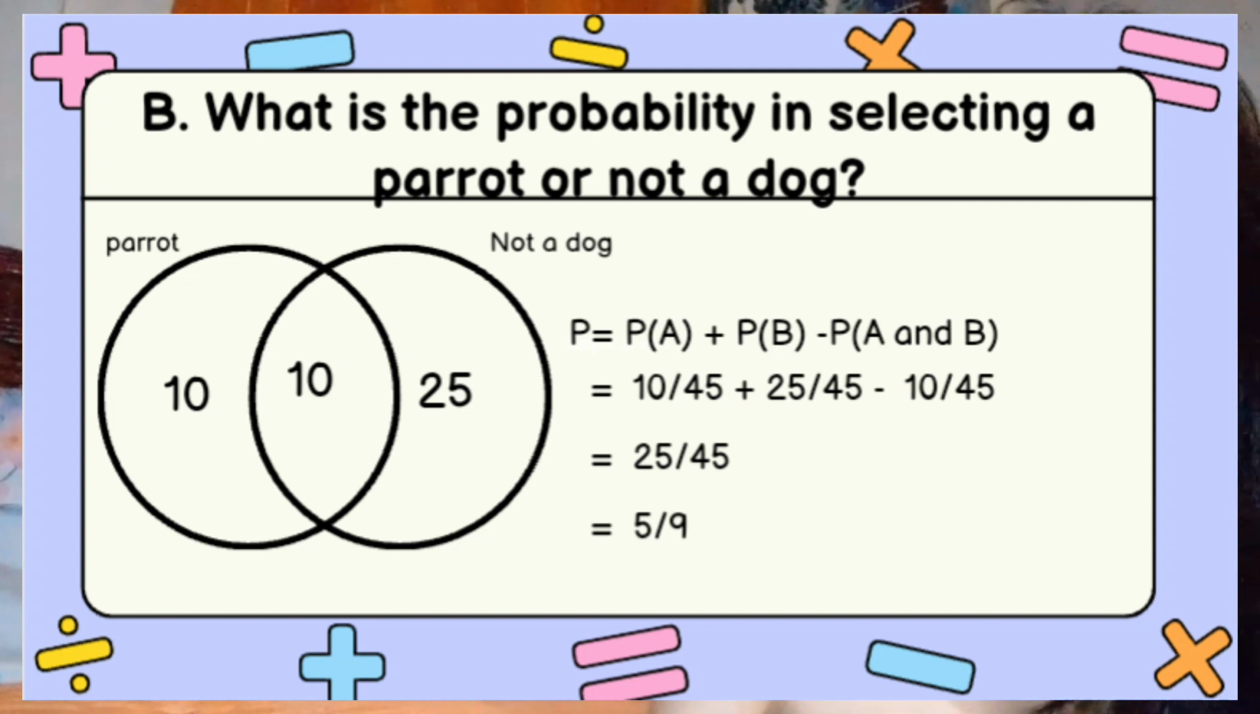For the solution, probability equals P(A) plus P(B) minus P(A and B), wherein A indicates the parrots and B indicates the pets that are not a dog. So 10 over 45 plus 25 over 45 minus 10 over 45 equals 25 over 45. And then we simplify it, then it becomes 5 over 9. Therefore, the probability of selecting a parrot or not a dog is 5 over 9. So back to you, Lou, for letter C.